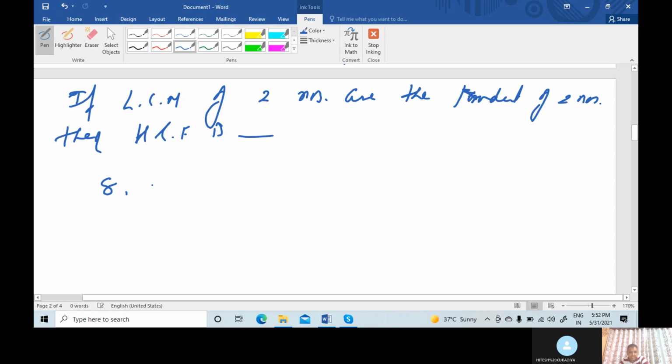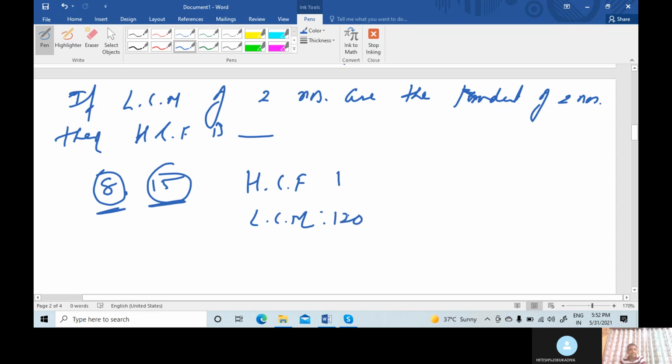Suppose 8 and 15. Here there is no common factor between these two numbers. So HCF is 1, and LCM is the product of these two numbers, 120. So when LCM is the product of two numbers, HCF is always 1.